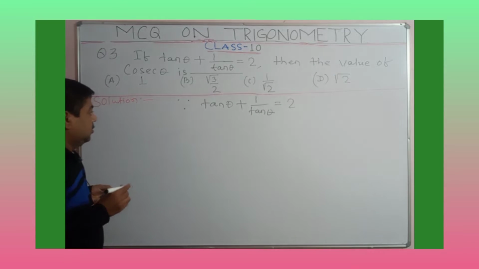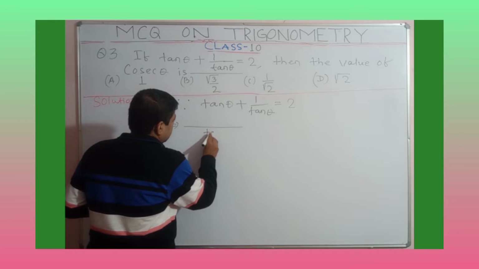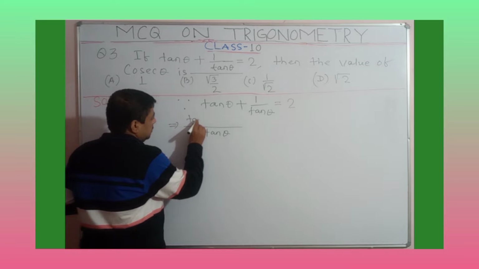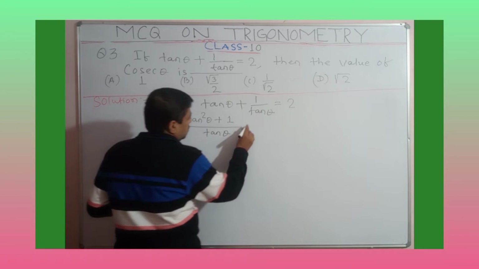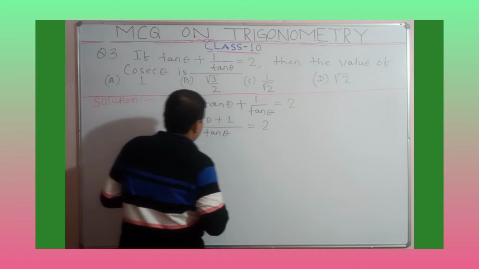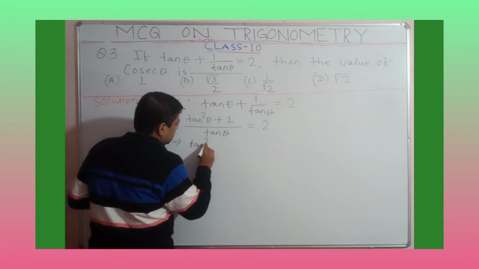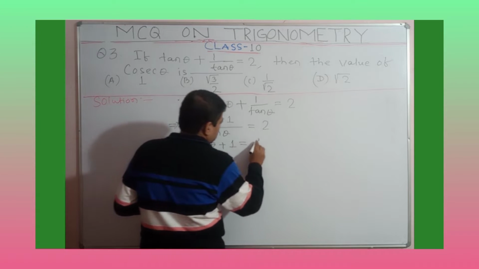So you take the LCM, which is tan theta. It will be tan square theta plus 1 divided by tan theta, which is equal to 2. So that implies tan square theta plus 1 is equal to 2 tan theta.